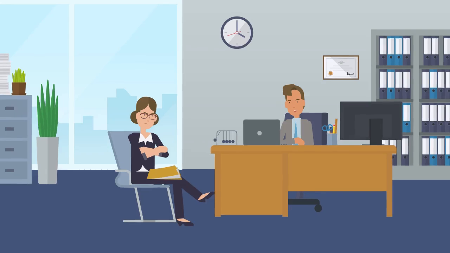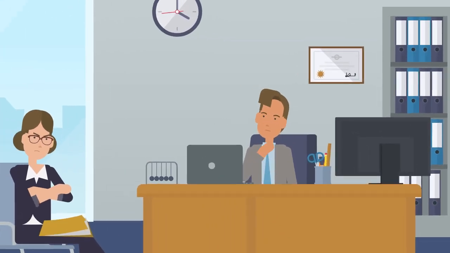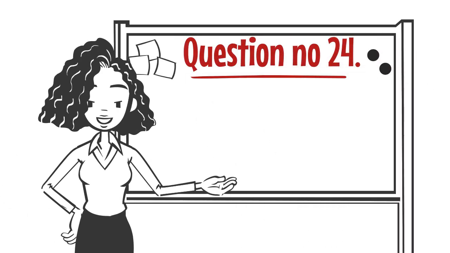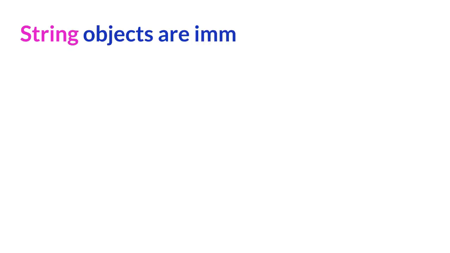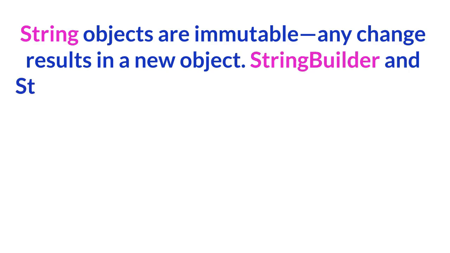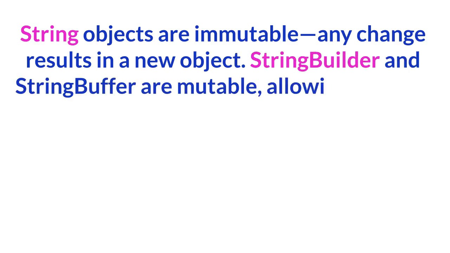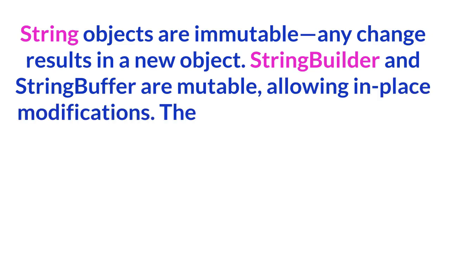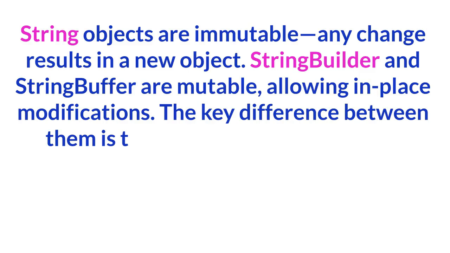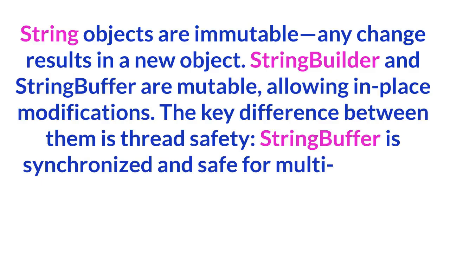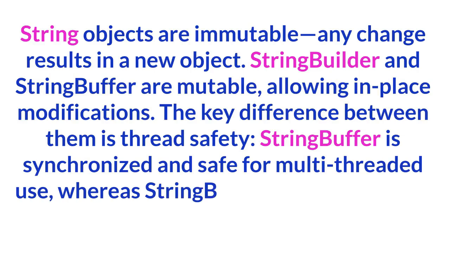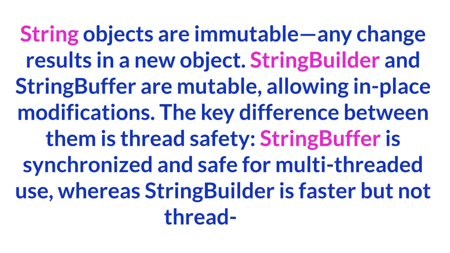What is the difference between String, StringBuilder, and StringBuffer? String objects are immutable. Any change results in a new object. StringBuilder and StringBuffer are mutable, allowing in-place modifications. The key difference between them is thread safety. StringBuffer is synchronized and safe for multi-threaded use, whereas StringBuilder is faster but not thread safe.